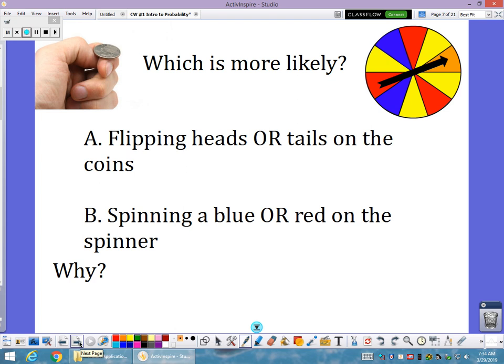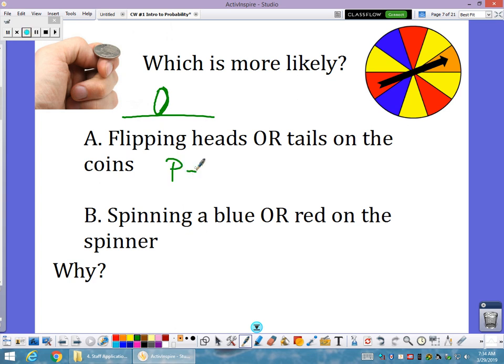Alright, flipping heads or tails on the coin. What's the probability of that? Flipping heads or tails? Is there any other option? Could the coin land on its edge on the ground? Is that ever gonna happen? It's very, very unlikely. So the probability is 1.